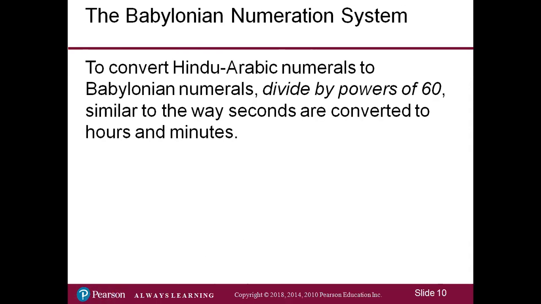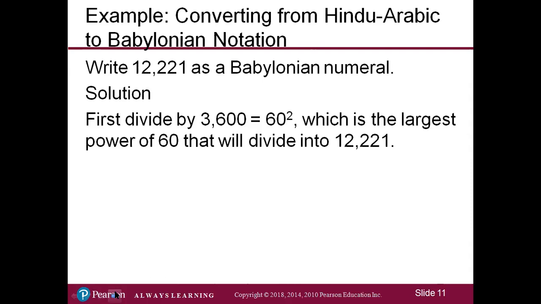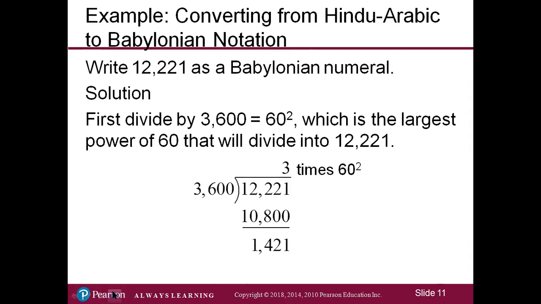To convert Hindu-Arabic numerals to Babylonian numerals, divide by powers of 60, similar to the way seconds are converted to hours and minutes. Write 12,221 as a Babylonian numeral. Solution. First divide by 3,600, which is 60 squared, which is the largest power of 60 that will divide into 12,221. When we divide this quantity, we get 3.